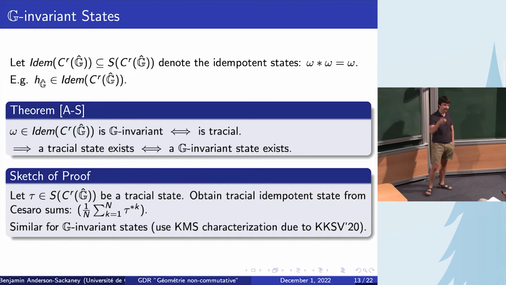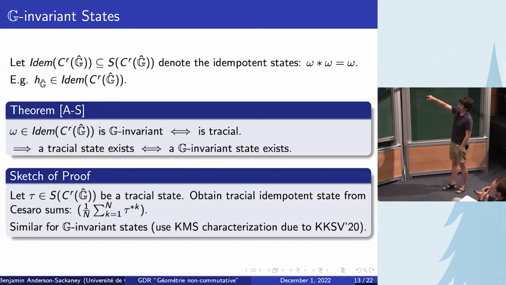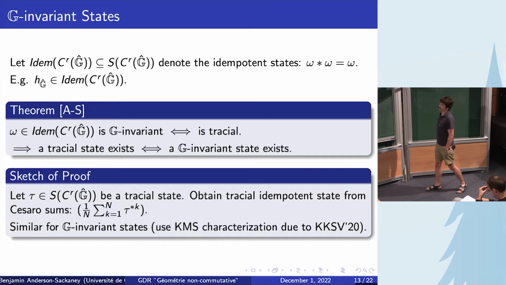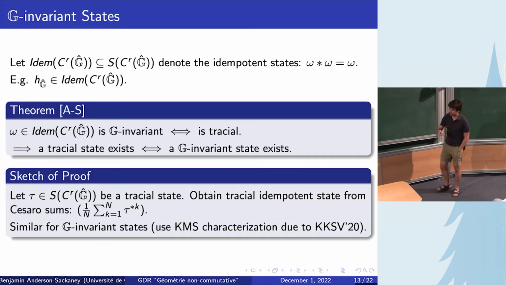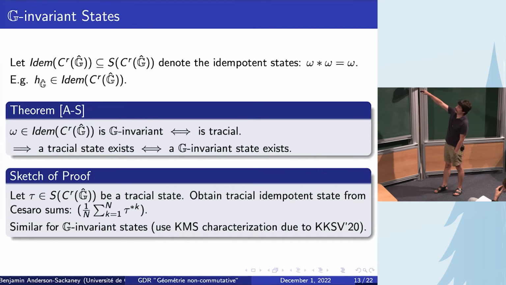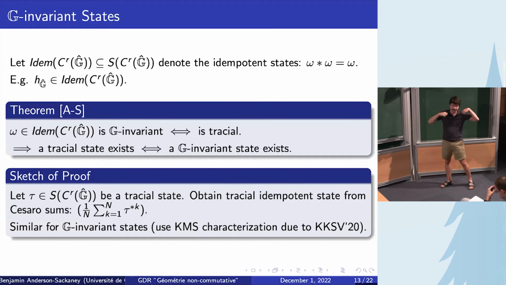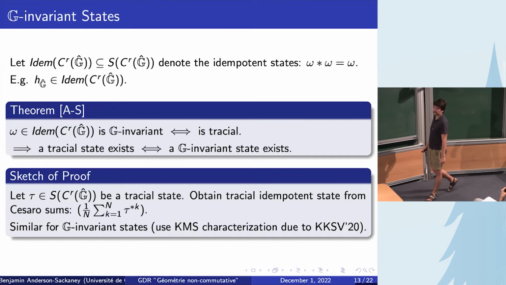And it turns out that you have a similar thing for G-invariant states. With the definition alone, it's not that easy to do, but you can do this using the KMS characterization. And that also isn't obvious with just the KMS condition. You have to use special properties of the scaling group, but it turns out it works out more or less the same. And so what happens is if a tracial state exists, then a tracial idempotent state exists. Likewise for G-invariant states. And then idempotent tracial states are exactly the G-invariant idempotent states.